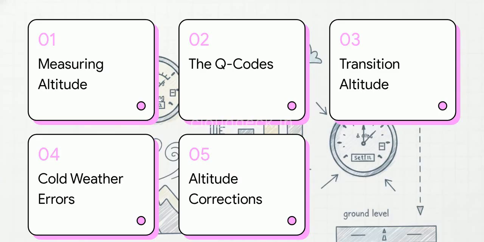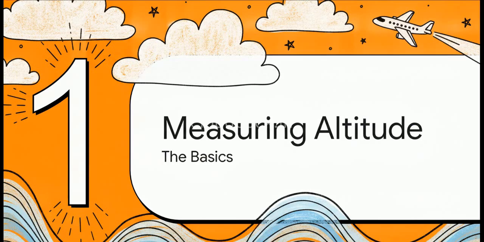Here is our flight plan for today. 1. How altimeters measure altitude. 2. The Q codes, QNH, QFE, QNE. 3. Transition altitude and level. 4. Cold weather altimeter errors. And 5. Calculating safe altitude corrections. Let's start with Section 1, how altimeters measure altitude.